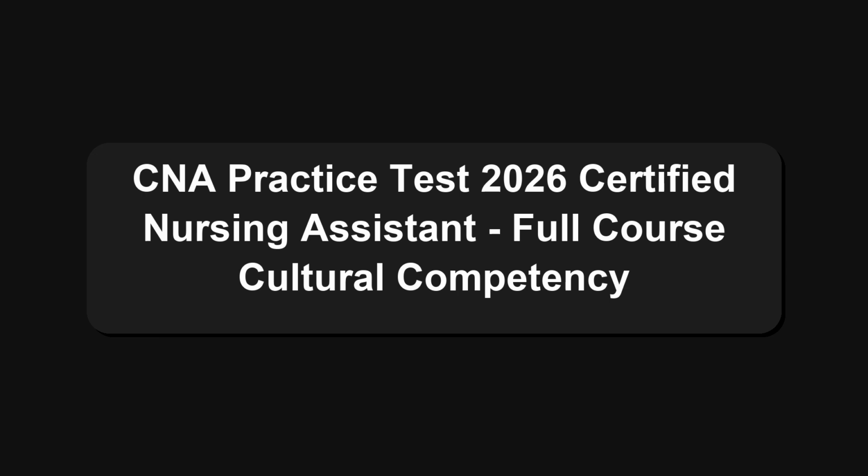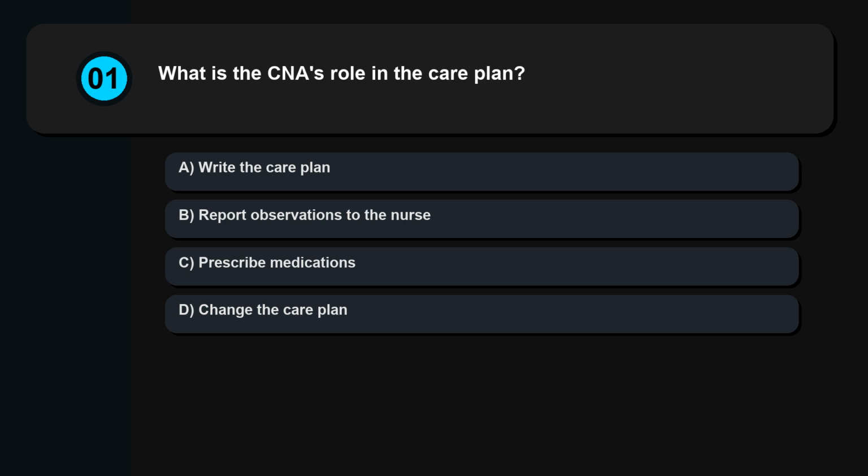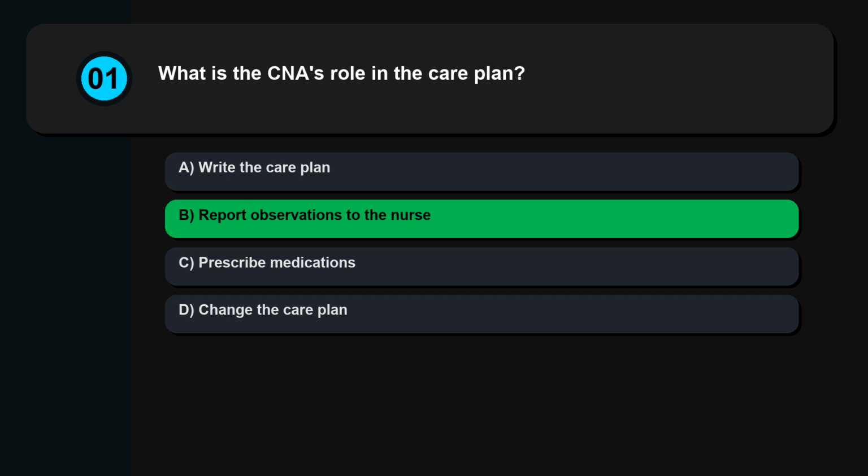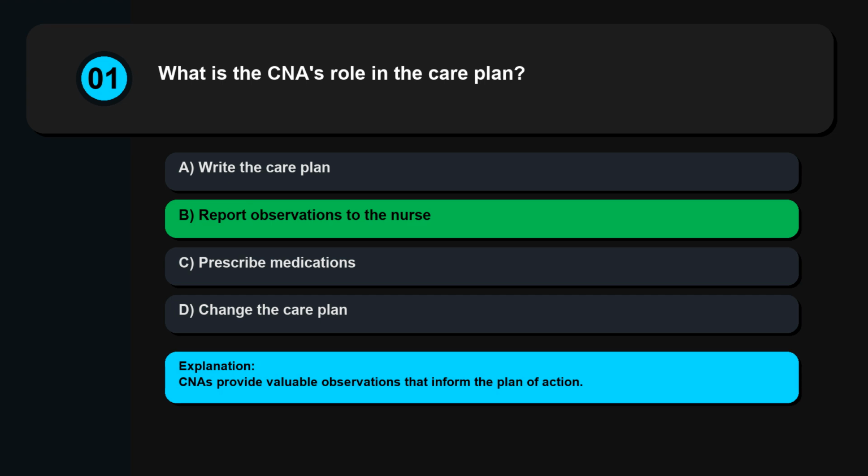CNA Practice Test 2026, Certified Nursing Assistant, Full Course: Cultural Competency. Question 1. What is the CNA's role in the care plan? Write the care plan. Report observations to the nurse. Prescribe medications. Change the care plan. CNAs provide valuable observations that inform the plan of action.